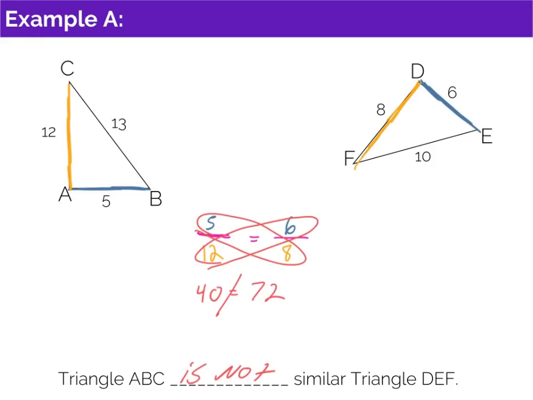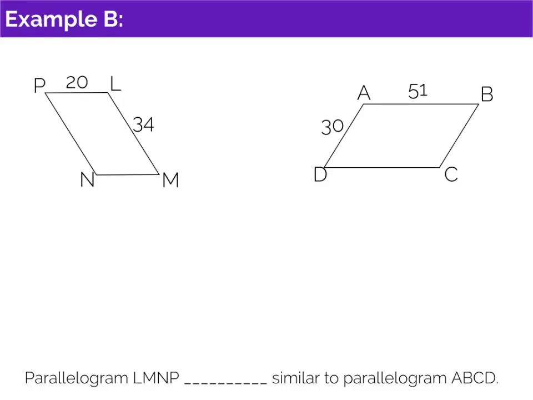So now let's see if we can make them equal in example B. Here in example B, we've got two parallelograms. LMNP is similar to parallelogram ABCD. And again, we're going to use proportions to figure out if they are or are not similar to each other. So we're going to start by drawing our two sides of our proportion. And luckily for us, there's only two numbers on each parallelogram, so we don't have to pick and choose. We can pick the ones that are there. So we're going to start with the short side. I'm going to start with the short side of 20 on the top over here, and the short side of AD, 30, over here.